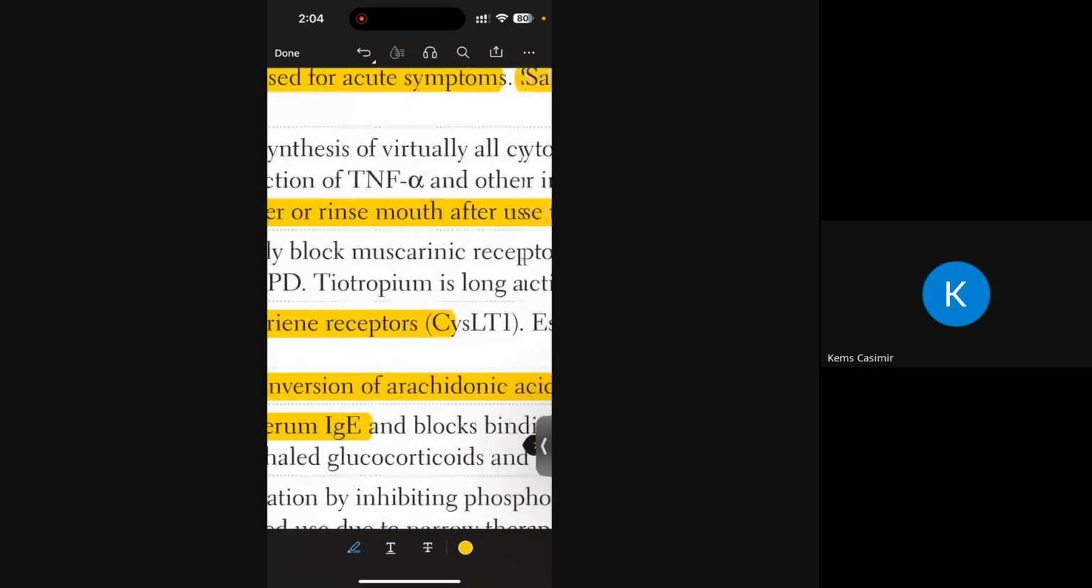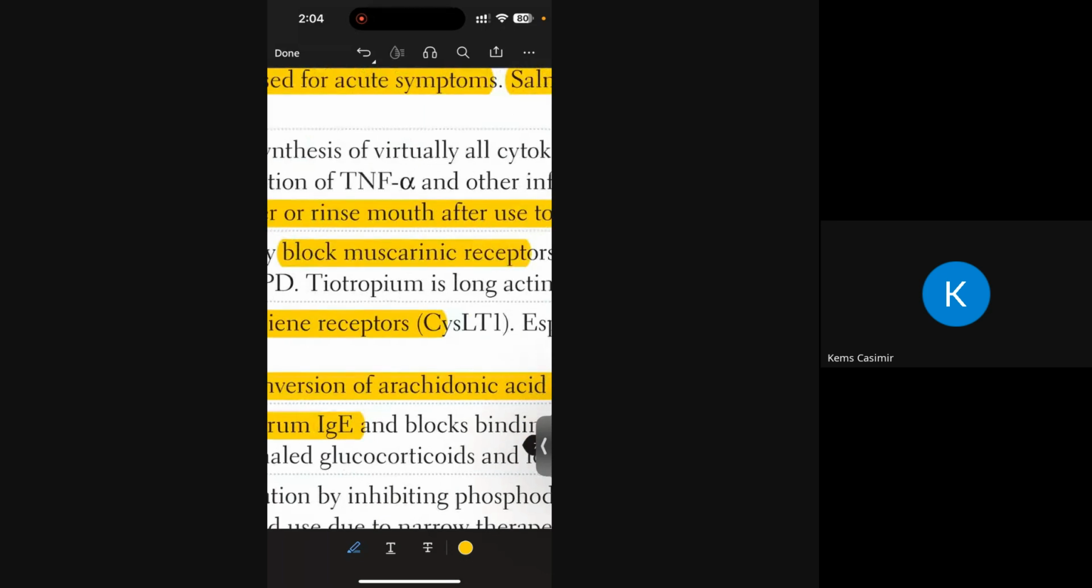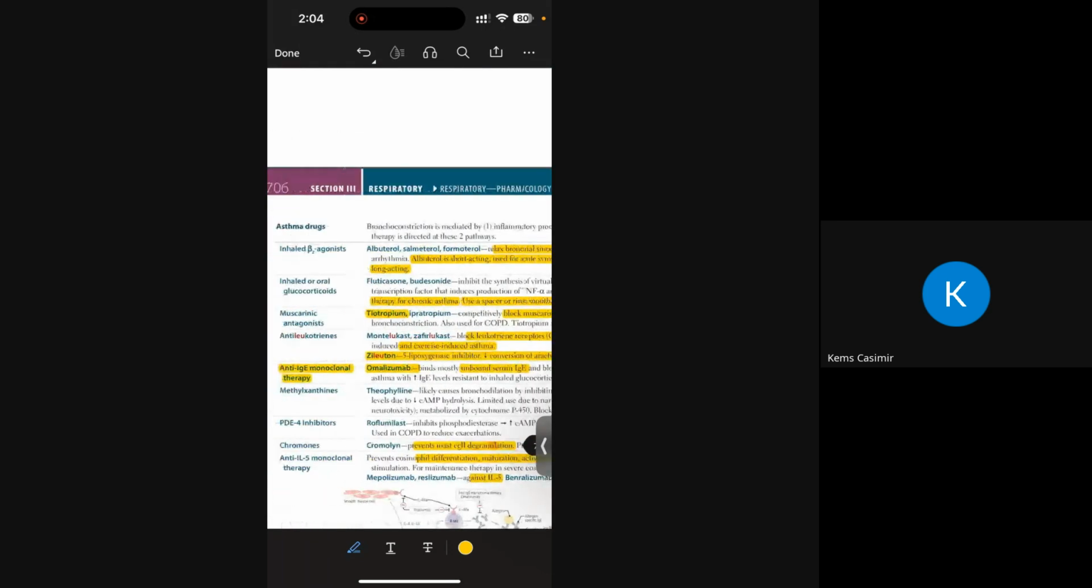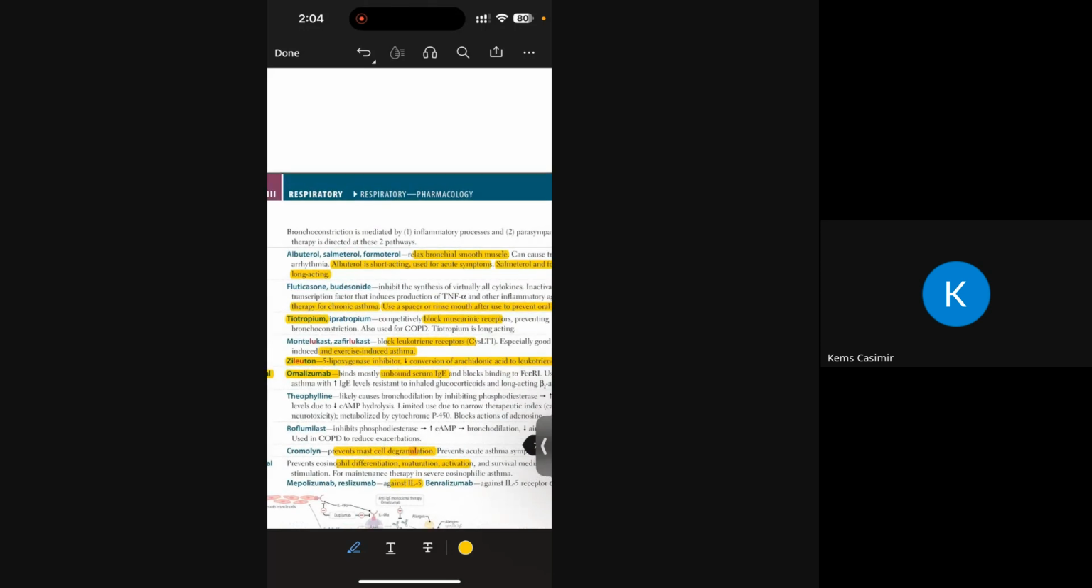Ipratropium blocks the muscarinic receptors, preventing bronchoconstriction. Muscarinic receptors are the receptors of the parasympathetic nervous system.